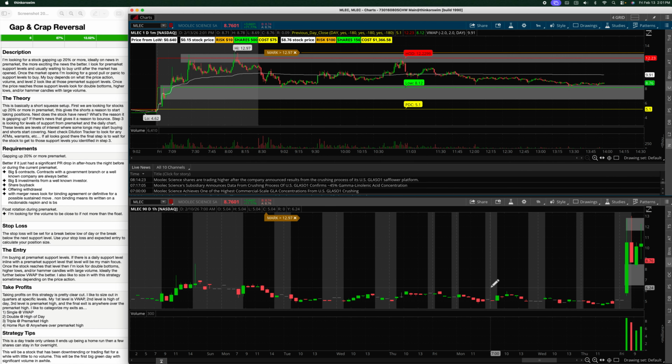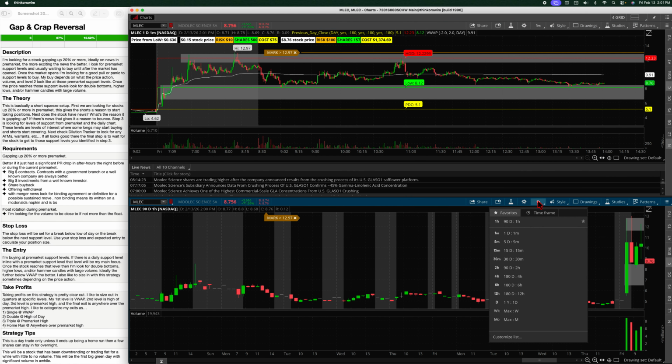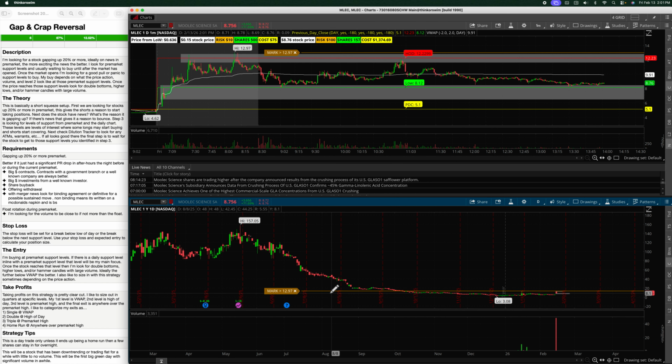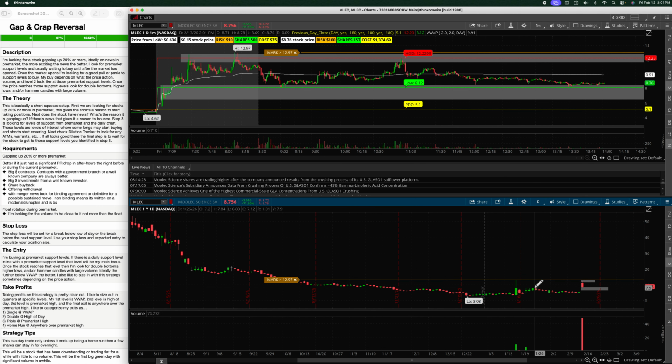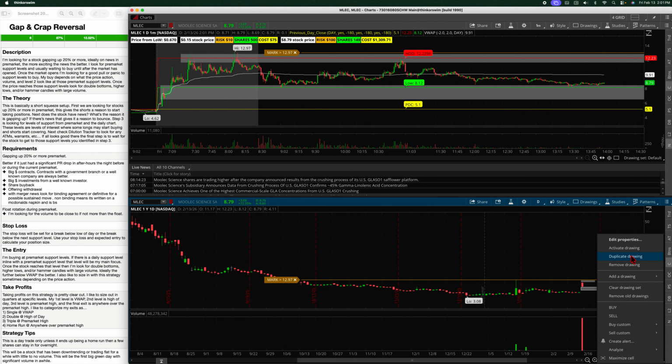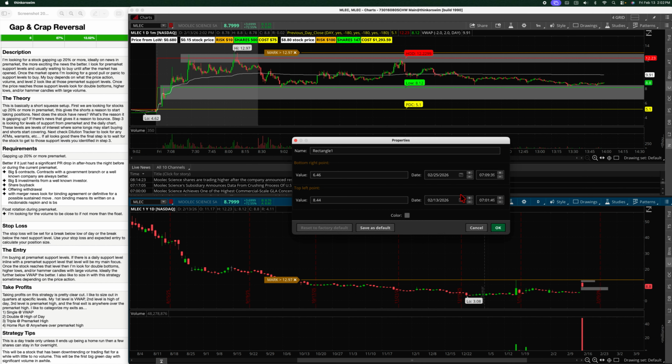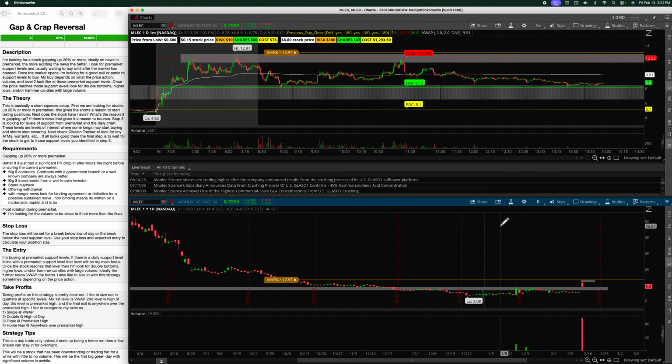If there is a daily support level in line with the pre-market support level, that level will be my main focus. So what I'm saying there is I will go to the daily chart and look to see, does this line up with some of the other levels? And all I have to do there is just edit it to go back, and you can clearly see it's kind of resistance there. There's kind of a level here. I'm not too worried about that. My main focus is this pre-market support level, the first pre-market support level that it makes.